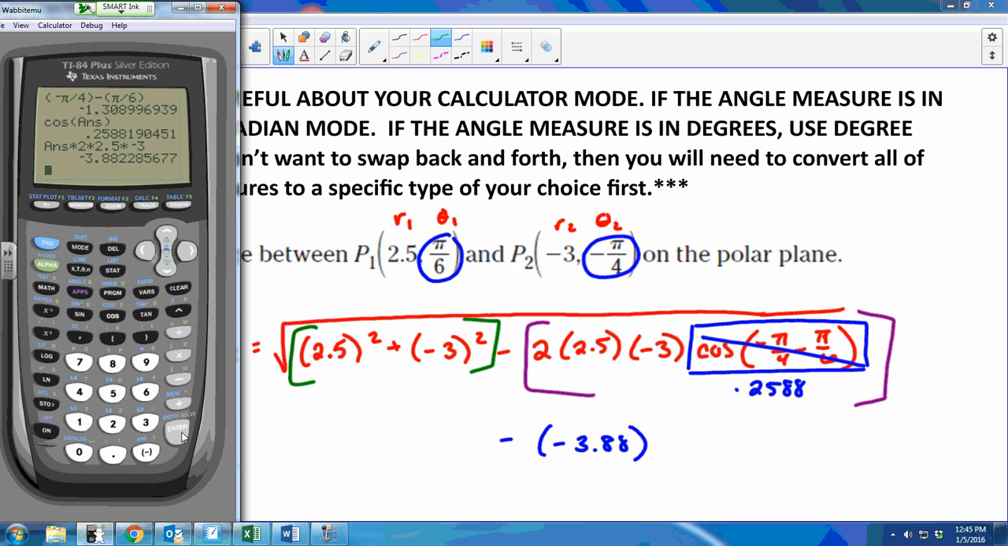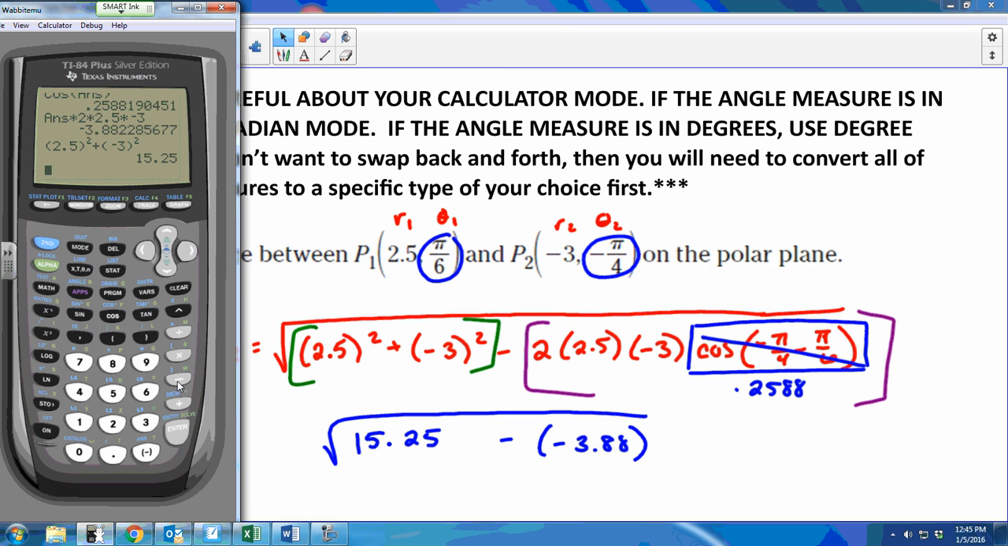I'm going to go ahead and do the two squares in the front and do the sum. 2.5 squared plus negative 3 squared. Make sure you put the parentheses around the negative 3. You guys trust your calculators too much, and you think you don't need them. And then you get negative 9, and you write it down anyway, even though you know it's positive 9. So 15.25.